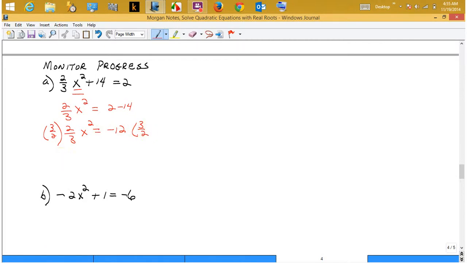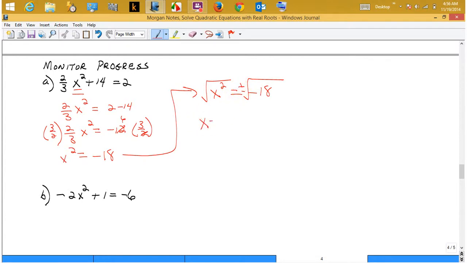And that's going to give me x squared is equal to, this 2 would cancel into the 6, and I would have x squared is equal to negative 18. Okay, now I'm going to take the square root of both sides, which should give me plus or minus on the right hand side. So I've got x is equal to plus or minus the square root of negative 18, and once again that would be no real solutions.